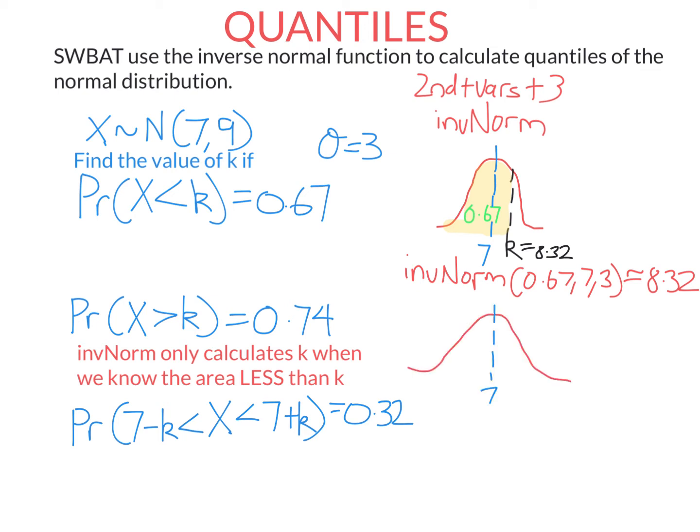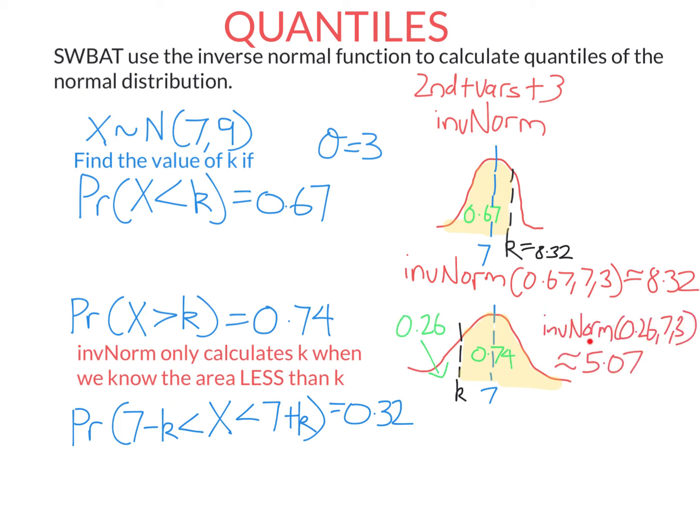If the probability that x is greater than k is 0.74, which is greater than 0.5, we expect k is going to be less than the mean. So k is going to be down here. The reason is that we know the area greater than the mean is 0.5, so then this area here will be 0.74. So if the area greater than k is 0.74, then of course the area less than k down here must be 0.26.